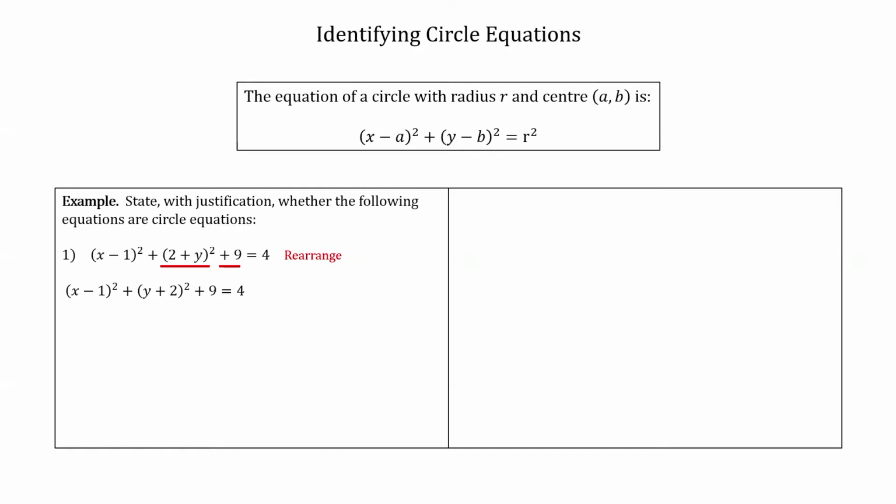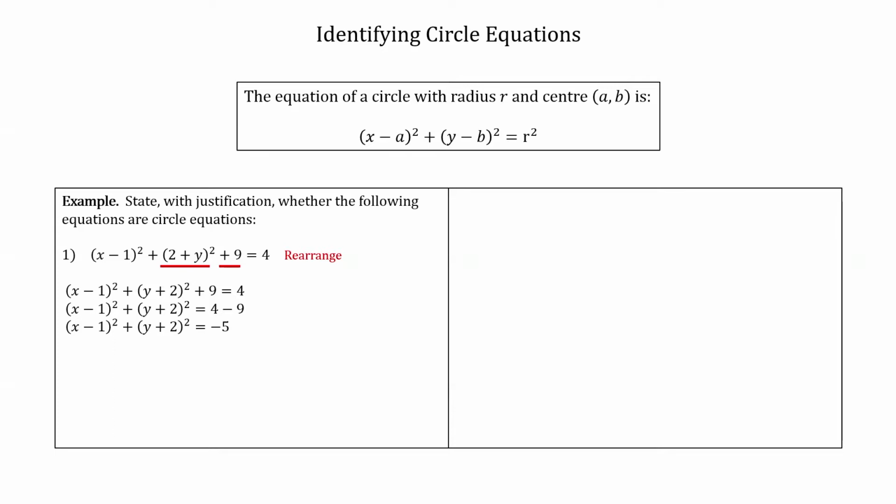I know we have x minus a and y minus b, but a and b can be anything, so they could be negative numbers. If they were negative numbers, then when we minus them off, we get minus a minus, which is a plus. So y plus 2 is just the same as y minus minus 2. So that's fine, but we need to get rid of this 9 still. So we take it to the other side, and we get x minus 1 squared plus y plus 2 squared equals 4 minus 9, which is, of course, minus 5.